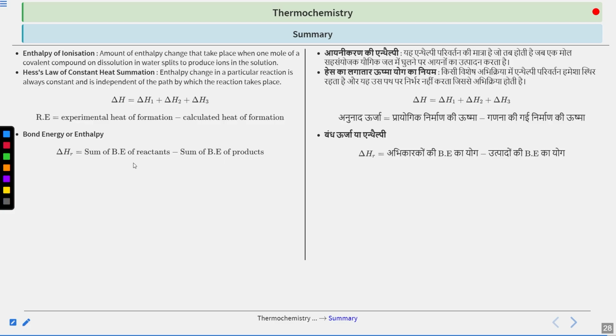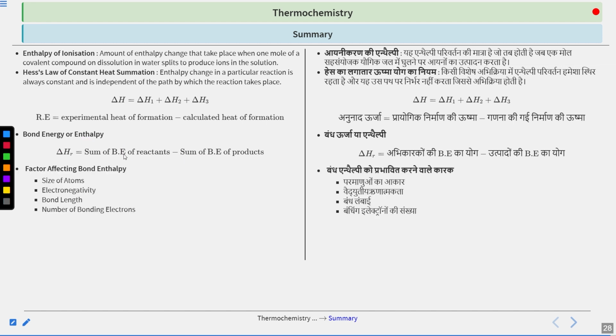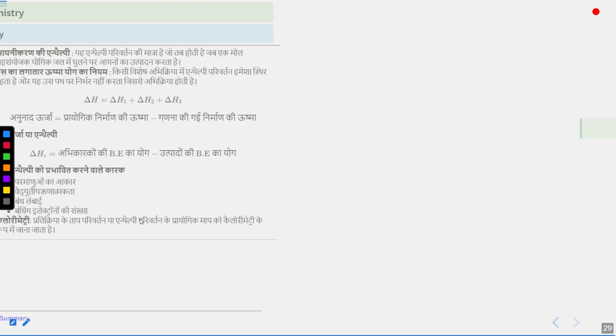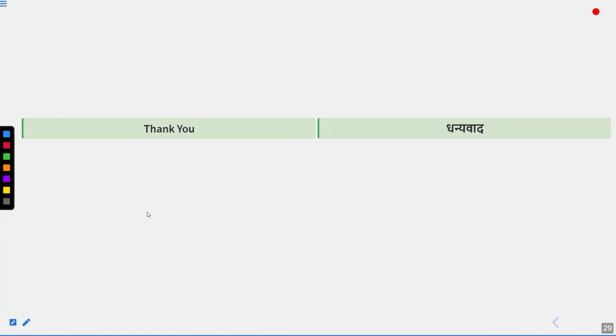Bond enthalpy can be written as the sum of bond energies of reactant minus the sum of bond energies of the product. So first we have written reactant and then product. So remember this equation. This is very, very important. Then we have factors affecting the bond enthalpy, which are size, electronegativity, bond length, and number of bonding electrons. At last, we have calorimeter, a device that is used to calculate the enthalpy of a given reaction. So this was for today's session, theory session.